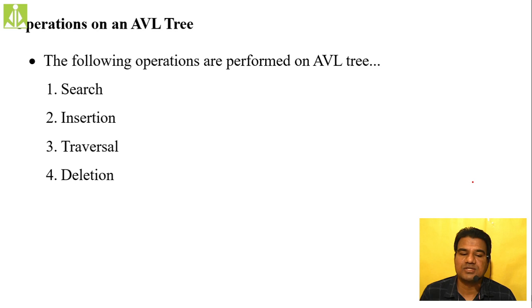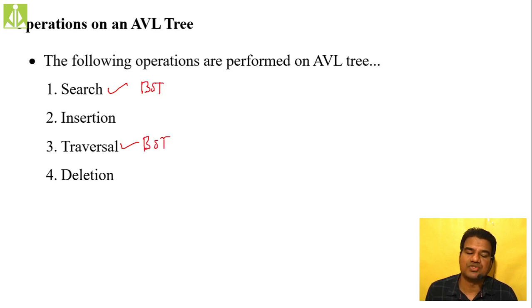So as we said, on an AVL tree, we perform the following operations, that is search operation, insertion operation, traversal operation, and deletion operation. And among these four, the search and traversal operations are the same as in BSTs. How we do it in BST, the same way we do it in AVL as well. Okay, but the insertion is quite different, and deletion is quite different. That we will see in detail.